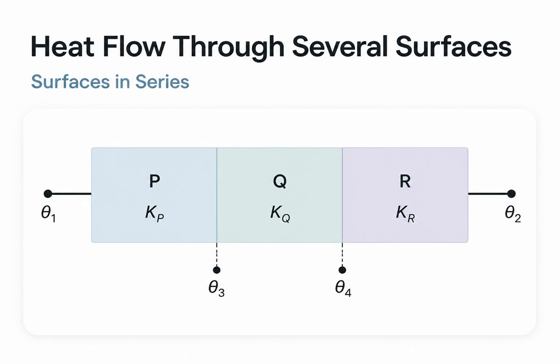So far, we have looked at heat flowing through a single uniform material, but what happens when heat flows through multiple different materials connected together?